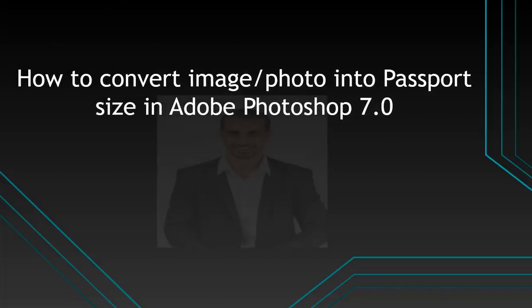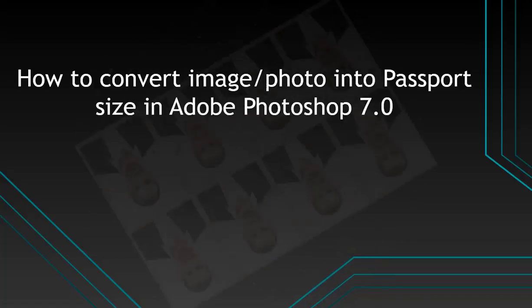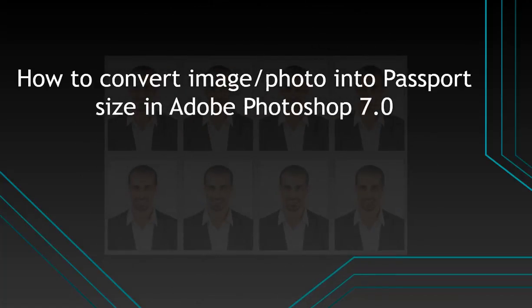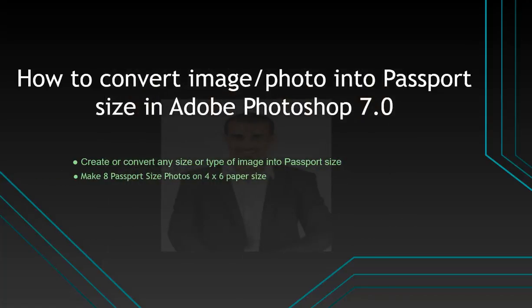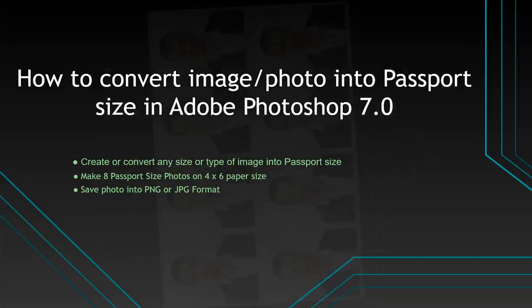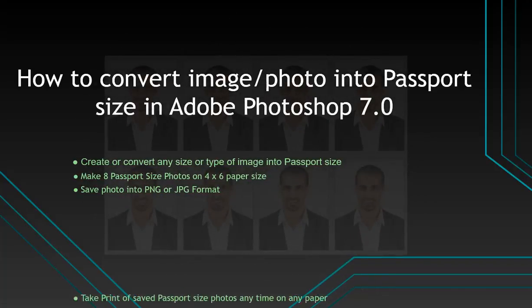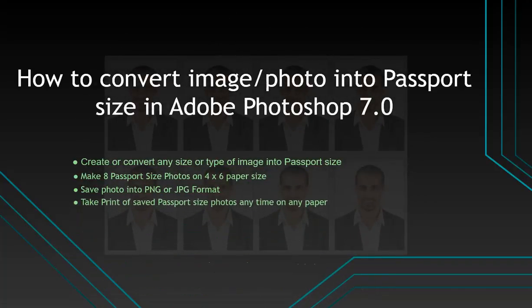In this video, I will guide you how you can easily convert image or photos of any size into passport size in Adobe Photoshop 7.0. After this video, you can create or convert any size or type of image into passport size, make 8 passport size photos on 4:6 paper size, save photos into PNG or JPEG format, and take print of saved passport size photos at any time or on any paper.